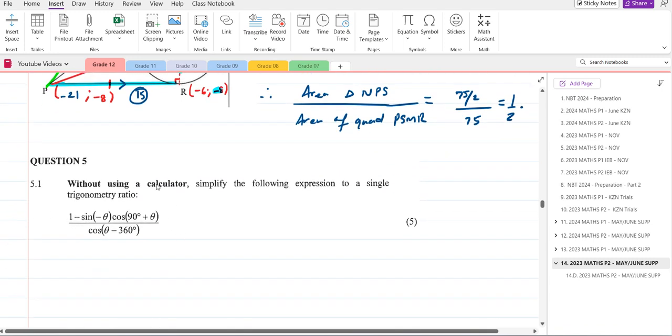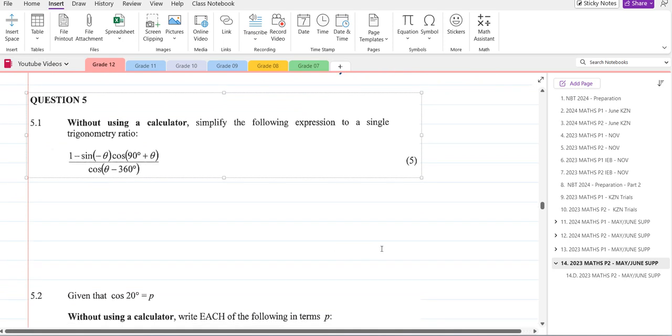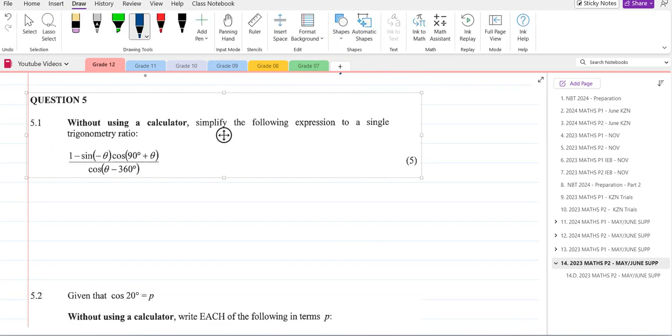Let's continue with question 5. In question 5, without using a calculator, simplify the following expression to a single trigonometric ratio. So we need to use a CAST diagram here. Right, so sine of a negative angle, that's in the 4th quadrant, right?